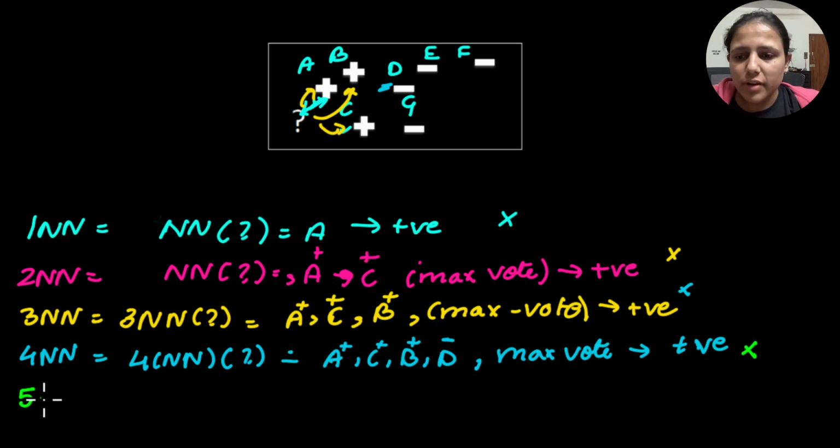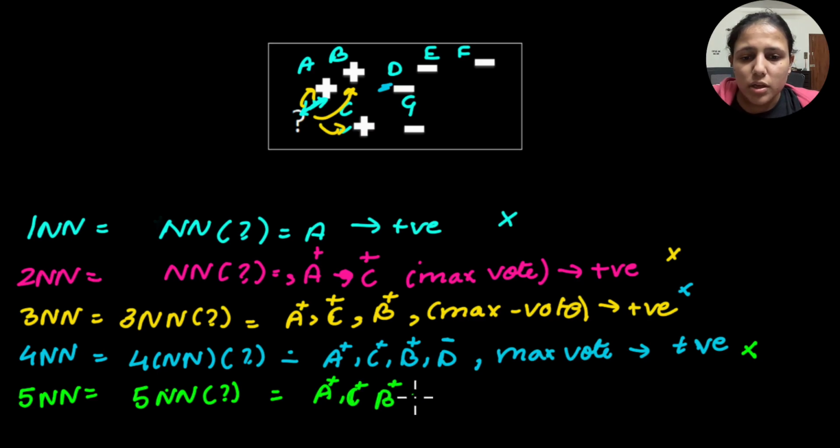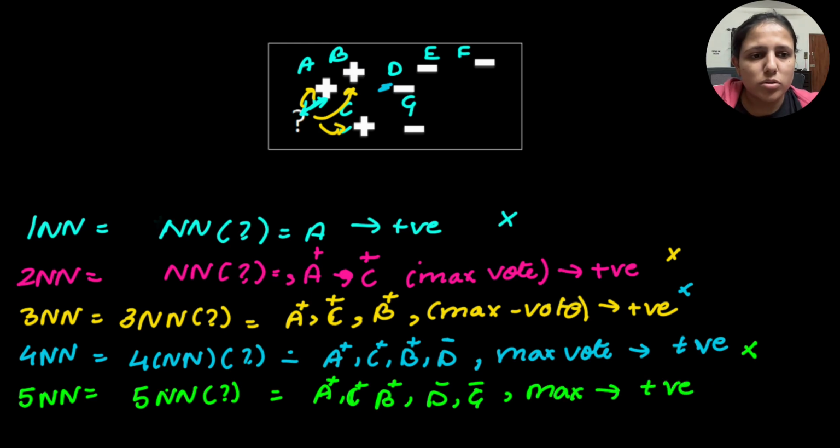Now let's take the 5NN of question mark, which is A, positive, C, positive, B, positive, then we are taking D, which is negative, and then we can see probably G is closer, so G is also negative. The max vote will give positive again, which is something that we don't want. So 5NN is also not solving our purpose.